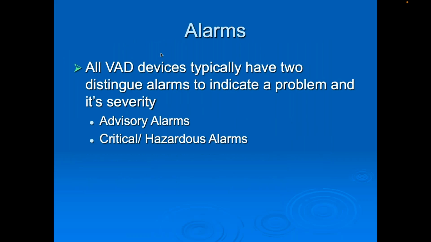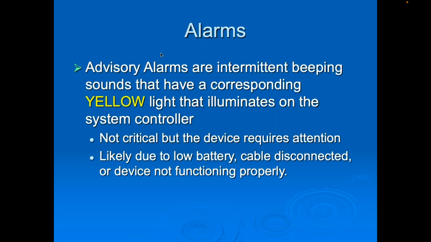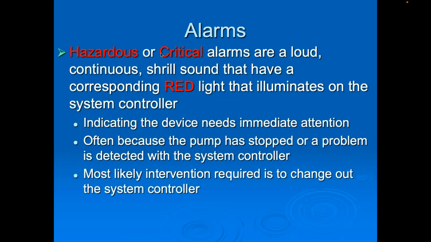All devices typically have two distinguished alarms to indicate a problem and its severity. There's an advisory alarm and a critical hazard alarm. The advisory alarm are intermittent beeping sounds that have a corresponding yellow light that illuminates on the system controller. Not critical, but the device does require attention, likely due to a low battery, cable disconnected, or a device not functioning properly.